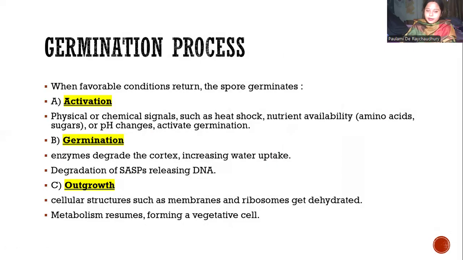So what is the germination process? Whenever favorable conditions return, the spore again germinates. That is, it enters into a metabolically active phase again from the metabolically inert, dormant, resistant spore. So first is the activation. Physical or chemical signals such as heat shock, nutrient availability like amino acids, sugars, or pH changes, whatever be the favorable condition, those activate germination. Germination means enzymes degrade the cortex, increasing the water uptake.